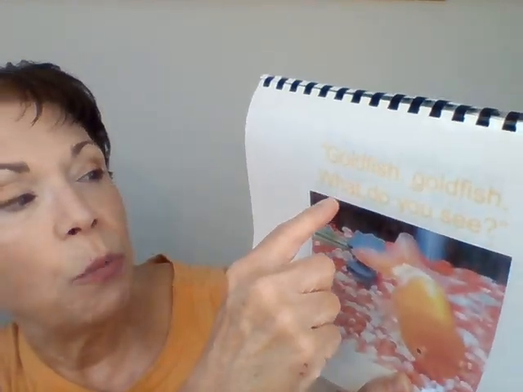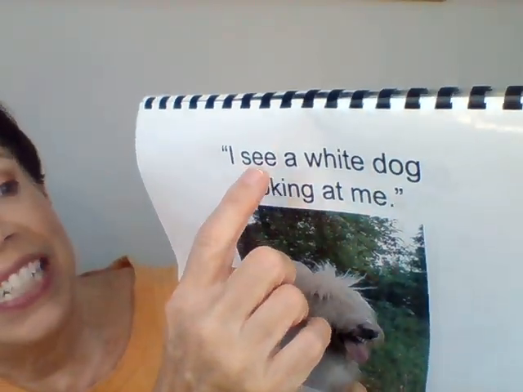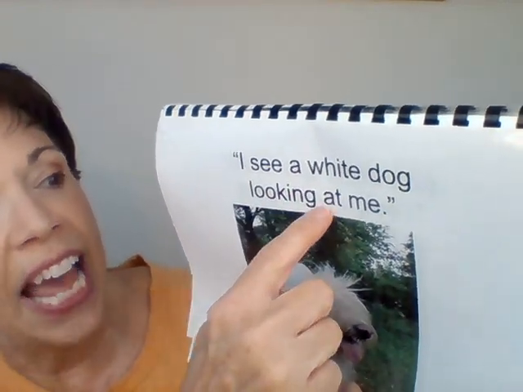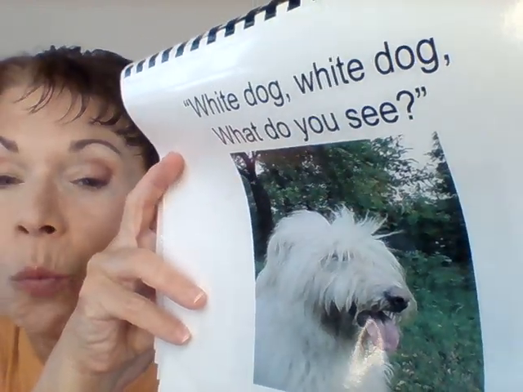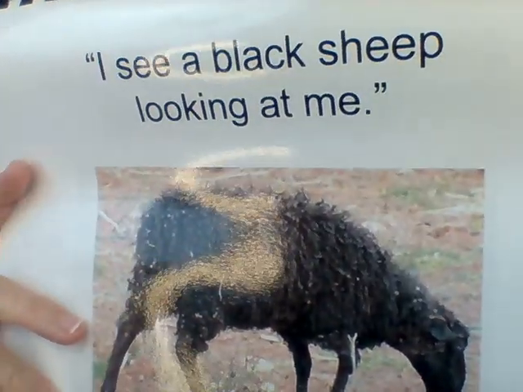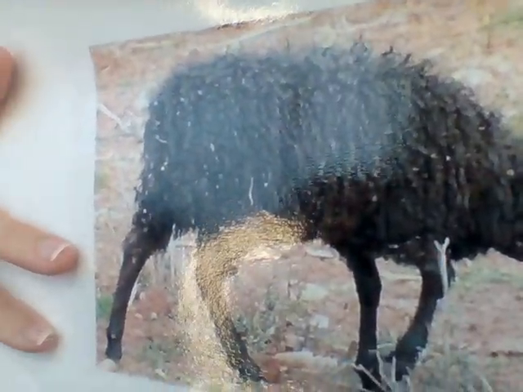Goldfish, goldfish, what do you see? And he says, I see a white dog looking at me. And there's a gorgeous white shaggy dog. And that's a photograph. It's a picture taken with a cell phone or a camera. White dog, what do you see? I see a black sheep looking at me. And there's the black sheep. Did you know that sheep can be different colors? They're not always white. There's a photograph of a black sheep.